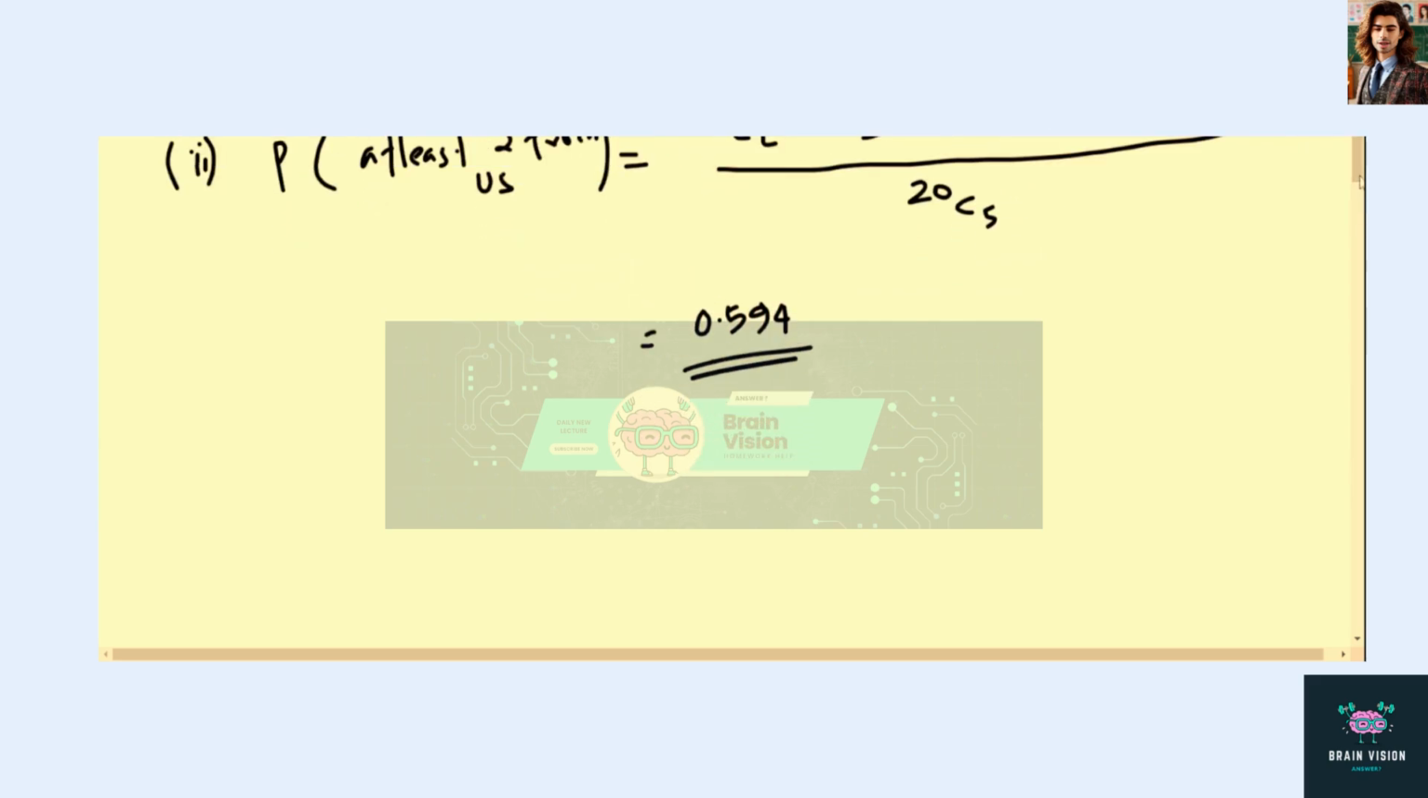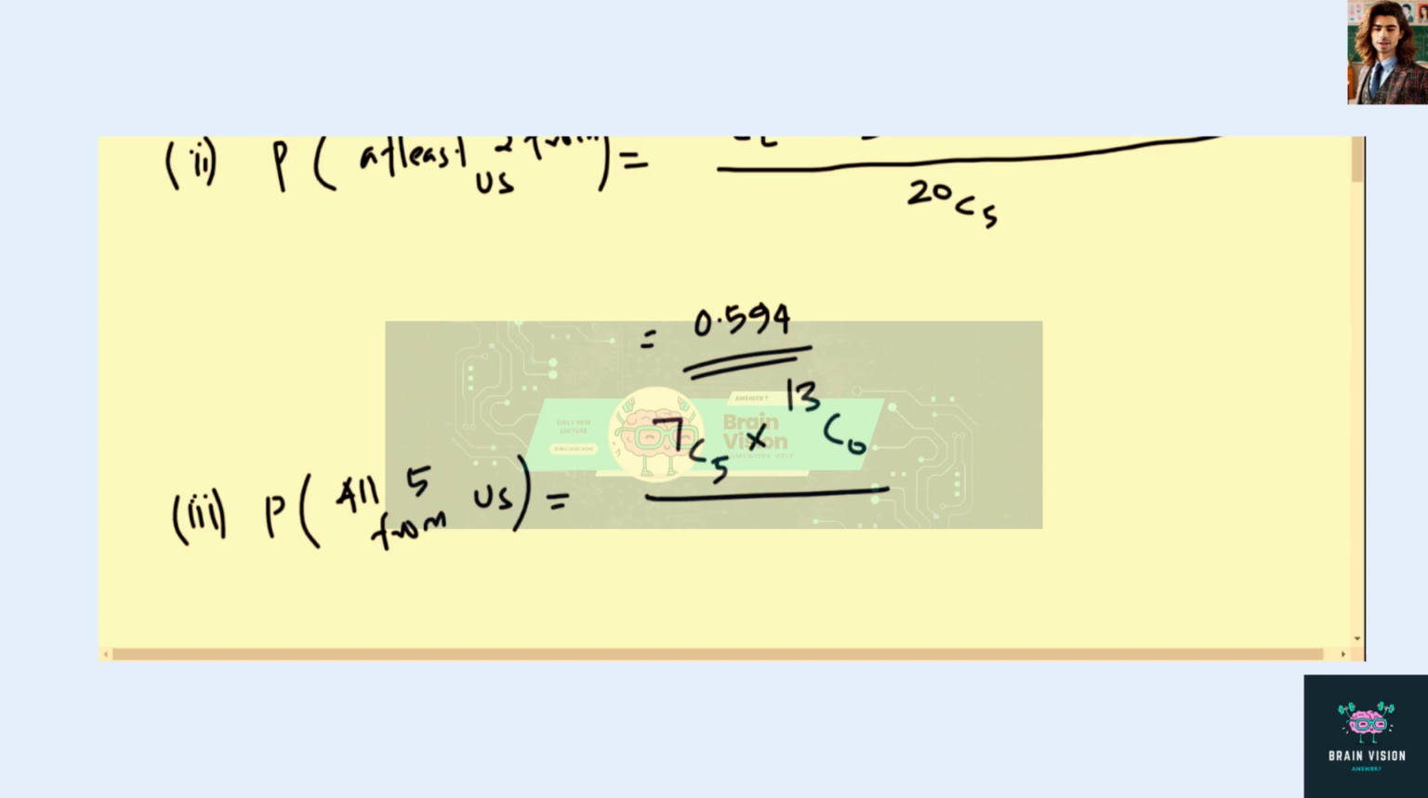Now in the third part of this question, it is asking us to find the probability that all 5 selections are from United States. All 5 from United States means we know in United States there are 7 orchestras. So out of 7 you are selecting 5, and from the remaining 13 you are not selecting anything, that is 13C0. And so these will be the favorable cases.